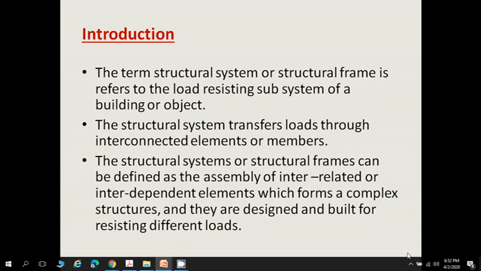The elements of a structural system can also be related to the bones of the human body. If I give you an example, we can consider it like bones in a human body. If the bones are weak and not properly aligned and integrated into a human body, then the human body will not be able to perform well. In the same manner, if the structural system is not proper, then it would not be able to take the loads.